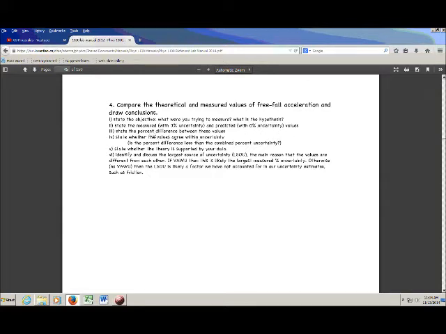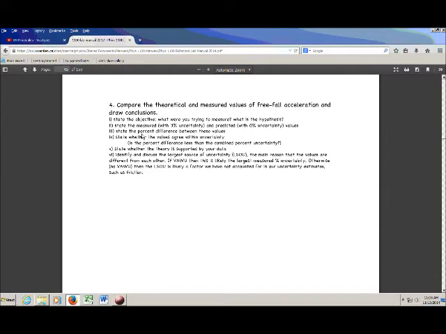The third thing you put in your conclusion is, they say, state the percent difference between these values. Now that's a calculation you've already done at this point. When you get to your conclusion, you have this number. So again, you just write it down in a full sentence. My percent difference between these two values was, and you give your value.